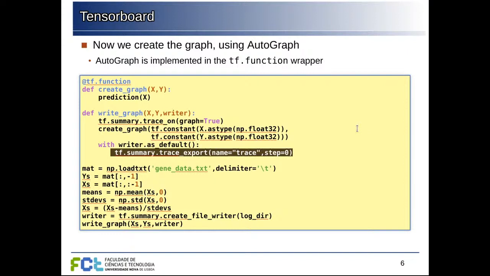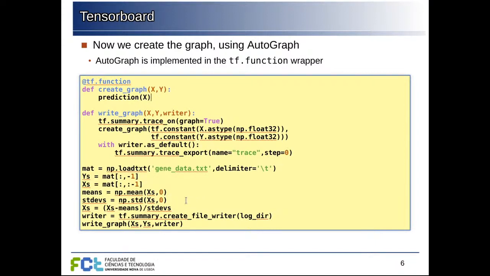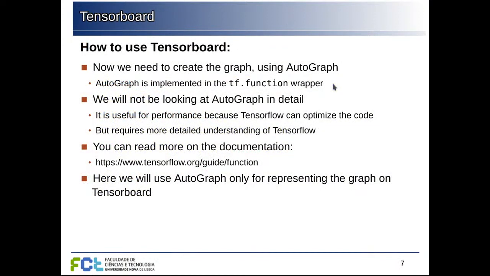Okay, so if we do it this way, we need to load the data first in order to run the prediction, but we're going to do this like we did last week. We're going to load the data. The labels are here in the last column, the features are the other columns, and we're going to standardize everything and just write the graph. So if we do this, we have in the Tensorboard the graph for our computation, in this case only for the prediction.